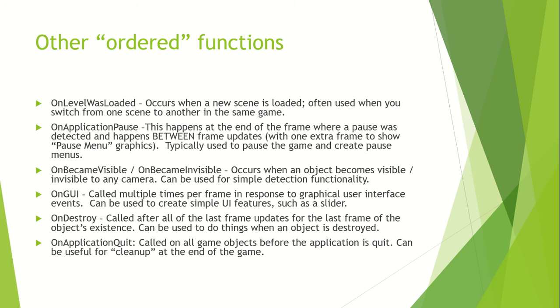OnBecameVisible or Invisible are used basically for when an object becomes visible or invisible to any camera, and you can do really simple detection functionality with something like that. Like if Ruby is standing in this area, you set up a second camera, and if Ruby is standing inside of the area where that camera is, then do a thing.